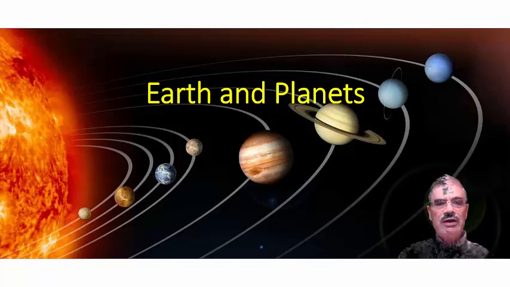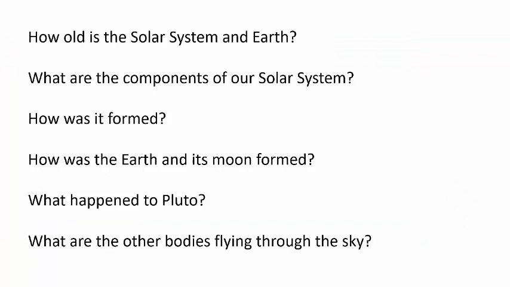Okay, class, we're now going to begin a set of chapters on geosciences. We'll talk about the Earth, the planets in this chapter, and then we'll move on to such things as plate tectonics and the climate, the environment, and ecology, etc. But first, let's talk about how old is the solar system and the Earth.